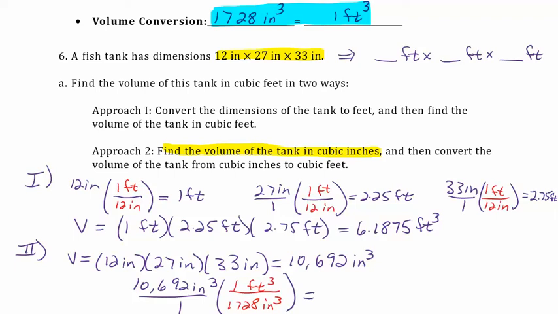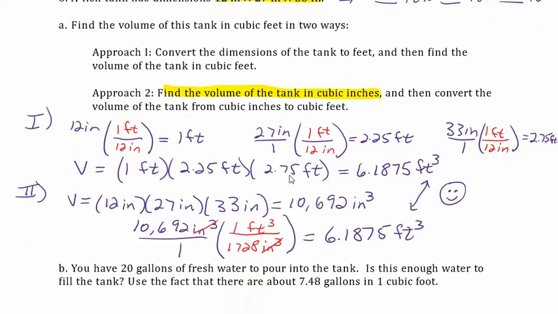So the cubic inches are going to cancel. So let's divide and see what we get. And hopefully we get the same thing we did when we did the other method. 6.1875. Yay. That makes us happy. We should get the same answer, right? All right, that was fun.